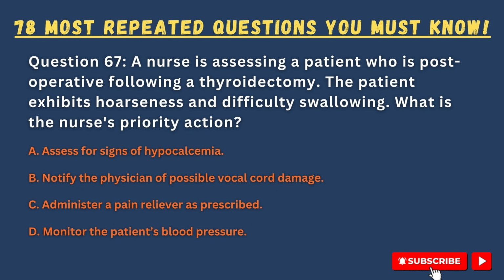Question 67. A nurse is assessing a patient who is post-operative following a thyroidectomy. The patient exhibits hoarseness and difficulty swallowing. What is the nurse's priority action? A. Assess for signs of hypocalcemia. B. Notify the physician of possible vocal cord damage. C. Administer a pain reliever as prescribed. D. Monitor the patient's blood pressure.